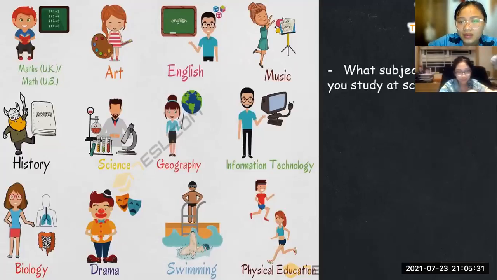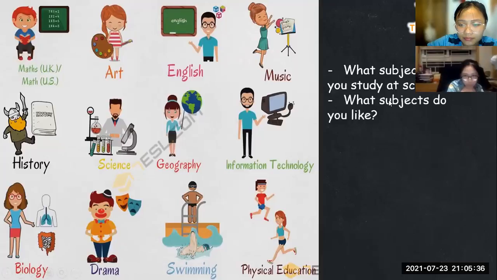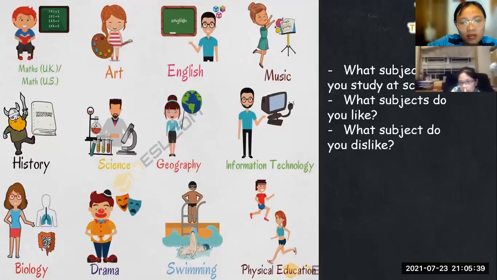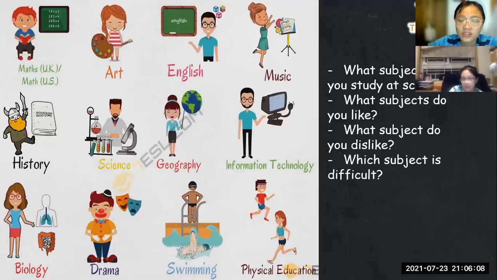Okay. So let's see here. What about the subject you dislike? What subject do you dislike? I don't like information technology. But can you learn IT well? Yeah. It's easy, right? Okay. So for your level, I think it's easy. All right. And tell me which subject is difficult for you? Difficult or hard?